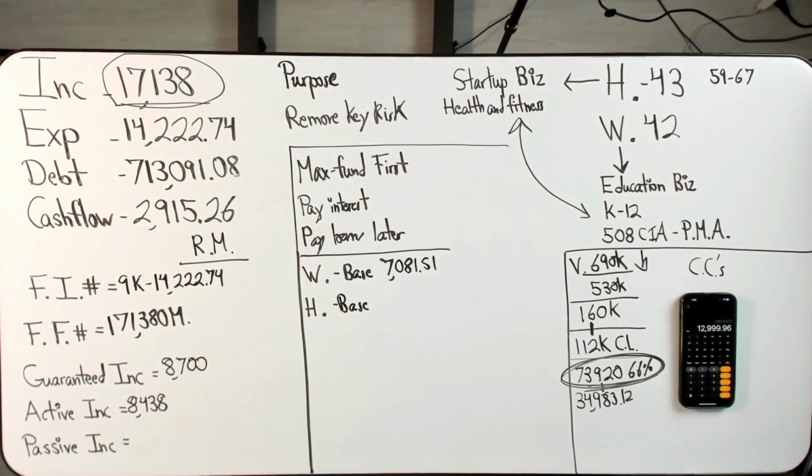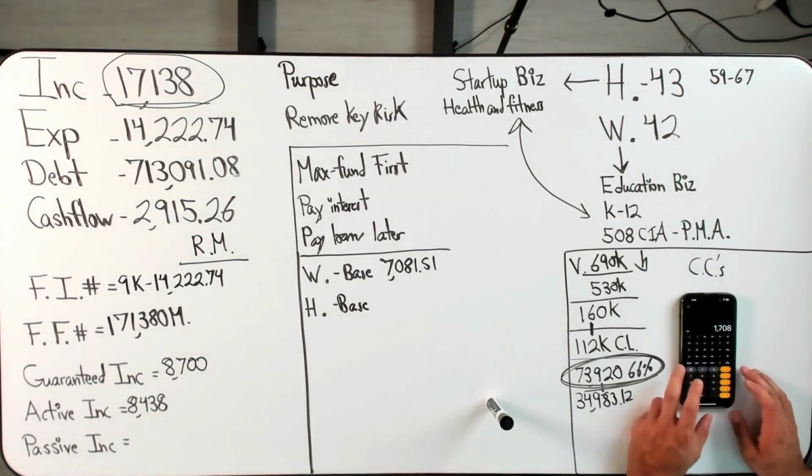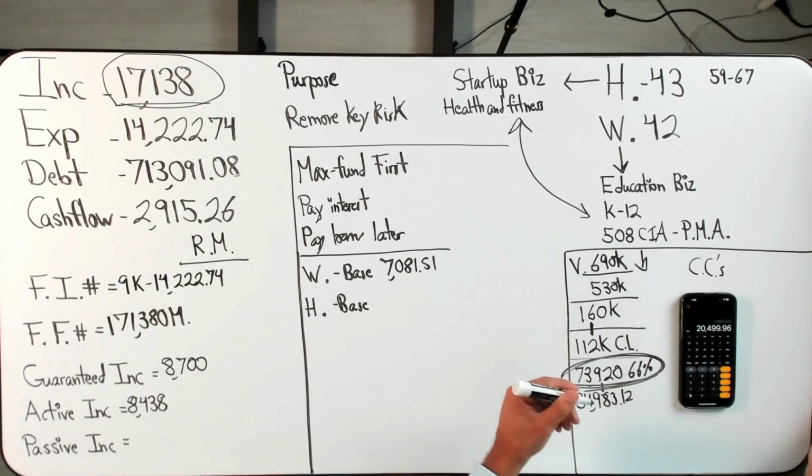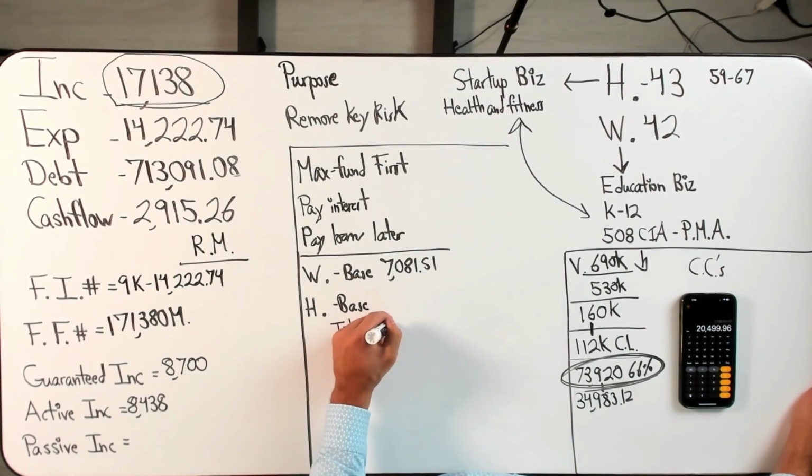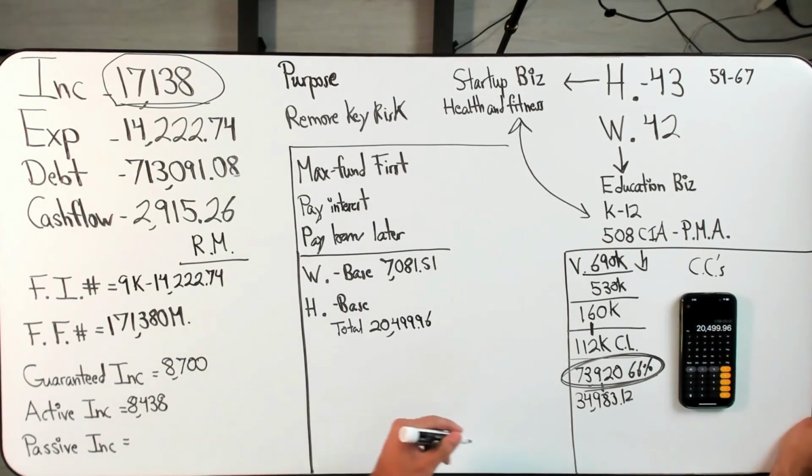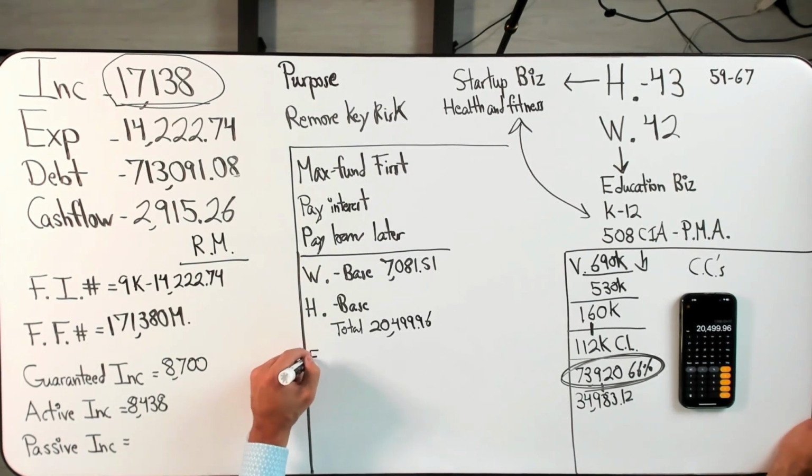Right? Got to look at husband's base. No, he's doing 1,708.33. I think he's able to pay in 20,000 total. That's what I have here. And then for the kids, it's 1,511.65. That's what I have here.